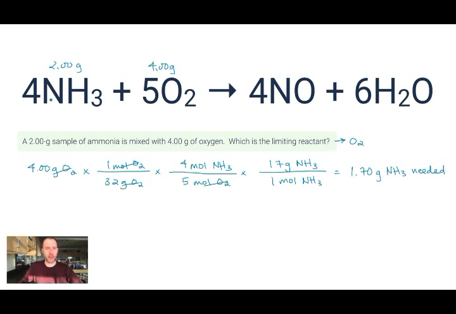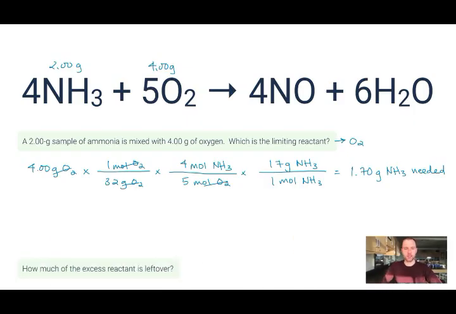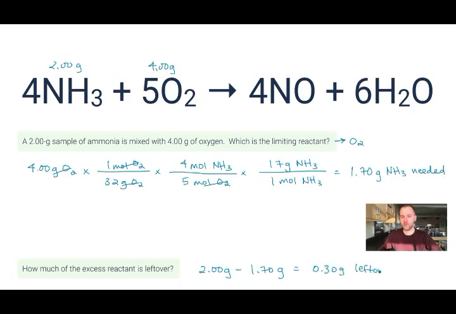So that's how I know this is my excess reactant and this is my limiting reactant. Now, a very common follow-up question to this is: how much of the excess reactant is left over? In this case, all you really have to do is compare the amount of your excess reactant to how much of the excess reactant was needed. I have 2 grams present. I only need to use 1.7 grams, and so this just becomes 0.30 grams left over.